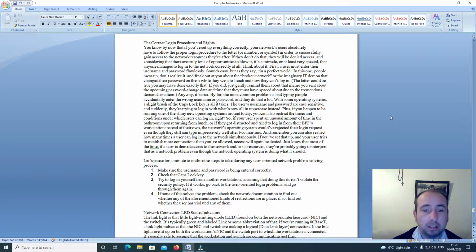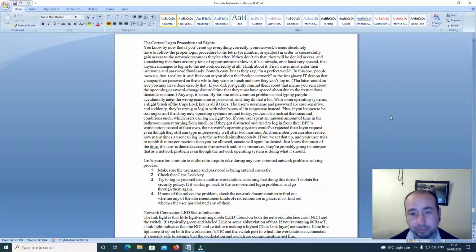The correct login procedure and rights. You know by now that if you've set up everything correctly, your network users absolutely have to follow the proper login procedure to the letter or number or symbol in order to successfully gain access to the network resources thereafter. If they don't do that, they will be denied access, and considering that there are truly tons of opportunities to blow it, it's a miracle, or at least very special, that anyone manages to log into the network correctly at all.